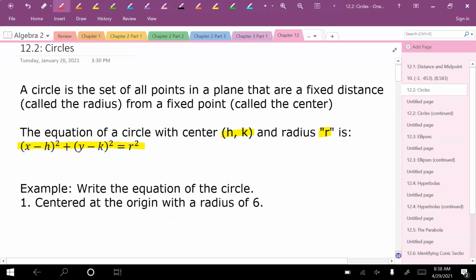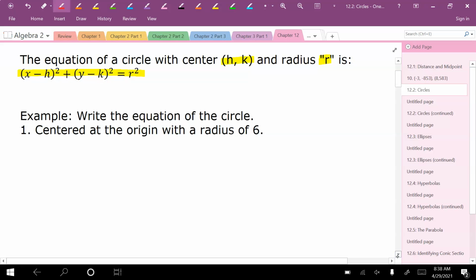So I'm going to show you guys how you write an equation of a circle if you know what the origin is and if you know what the radius is. So number 1 says that we're centered at the origin. Remember, origin would be (0, 0), and a radius is 6. So this 0, 0 is your h and your k, and then 6 would be the r.